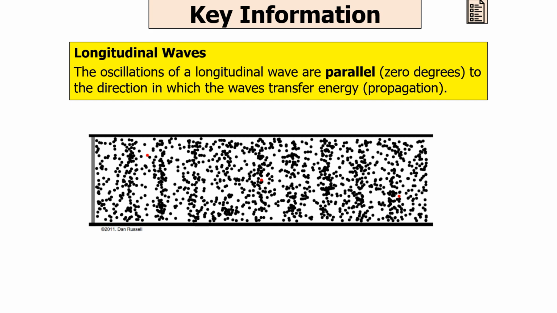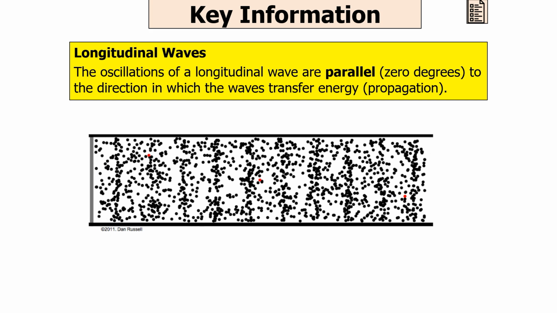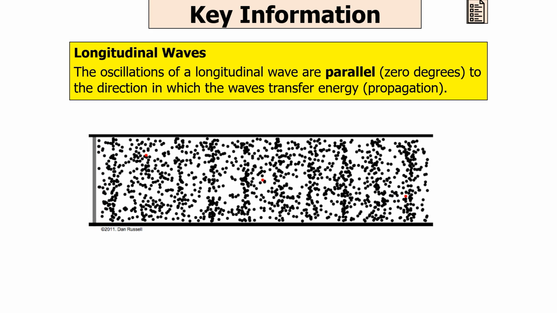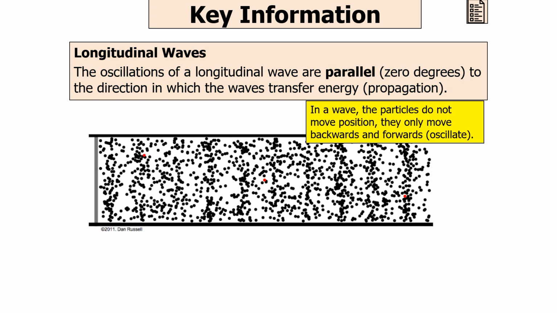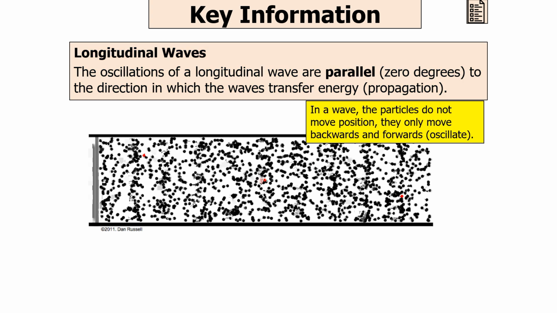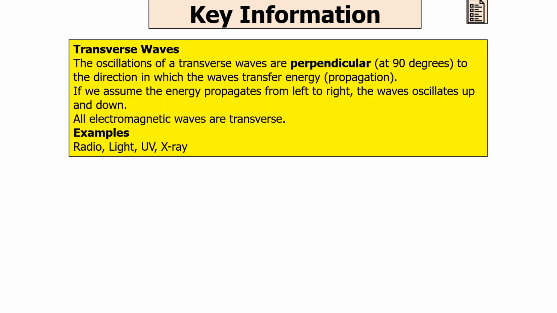Now, longitudinal waves are ones where the oscillations are parallel to the direction in which the waves transfer energy or propagate. So once again, in these waves, the particles do not move position. They only move backwards and forwards or oscillate. So to clarify, the oscillations of a transverse wave are perpendicular to the direction in which the waves transfer energy. If we assume the energy propagates from left to right, the waves oscillate up and down.